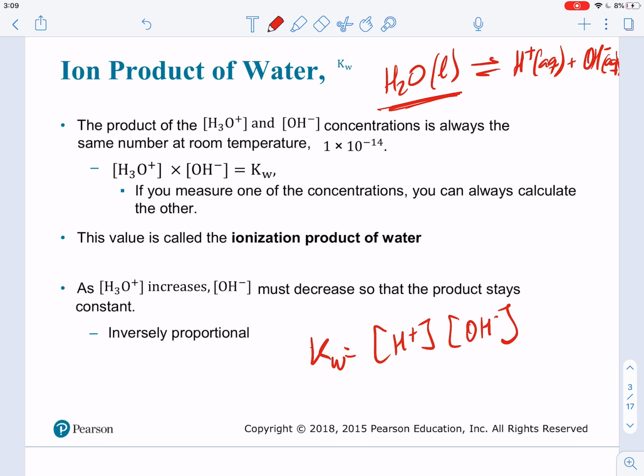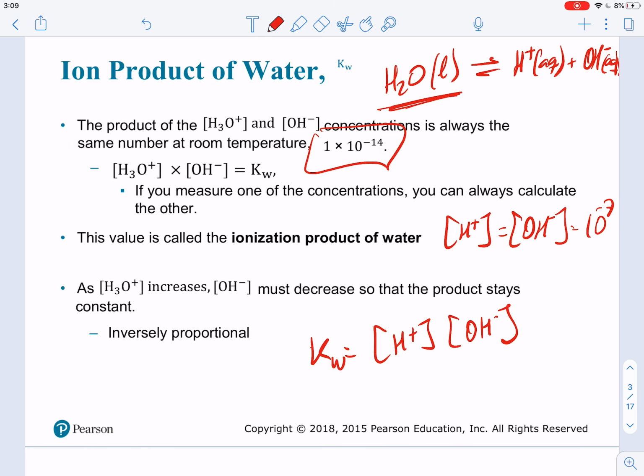And it has a very specific value. It's 1 times 10 to the negative 14. Remember, in pure water, H+ is equal to OH- equal to 10 to the negative 7. Well, technically it's 10 to the negative 7 times 10 to the negative 7, that's 10 to the negative 14. So that's where that number comes from.